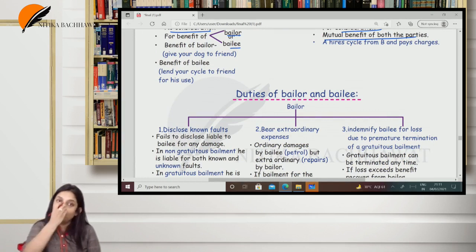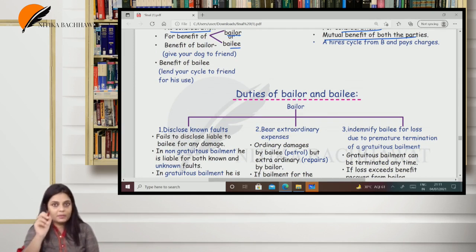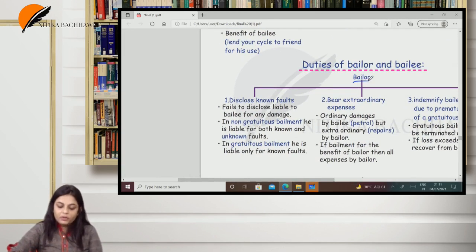Now this bailer and bailee have some duties over the goods. You can get practical questions from these topics. So what are the duties of the bailer?